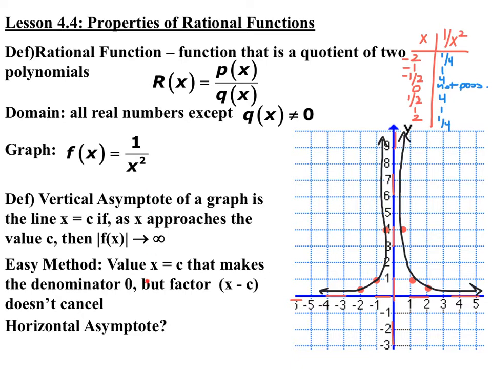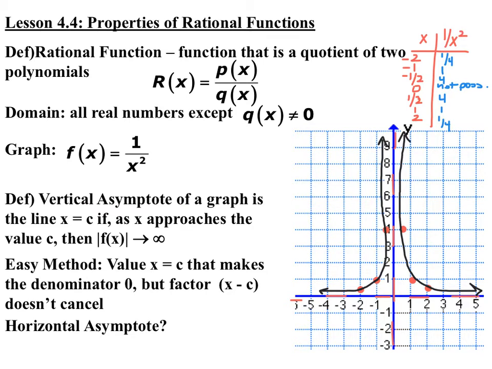From here on, there's some notes. I would pause the video and write down these notes real quick. So the first thing is a vertical asymptote. A vertical asymptote is a line that as x approaches that coordinate, your y coordinate is going to either positive or negative infinity. In this case, they both go up towards positive infinity.